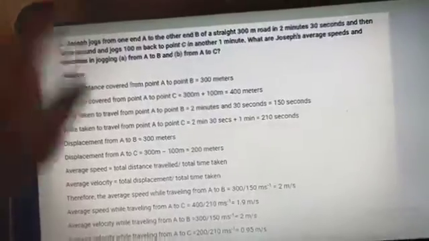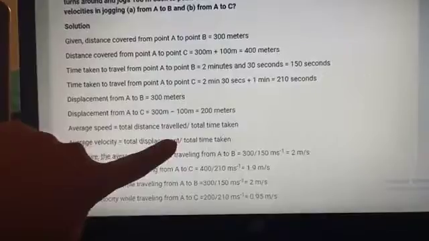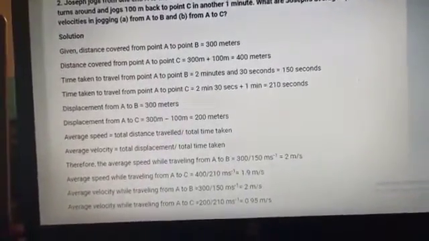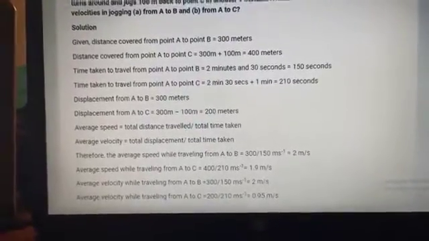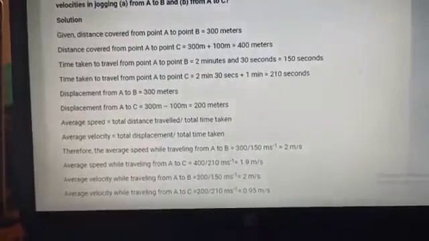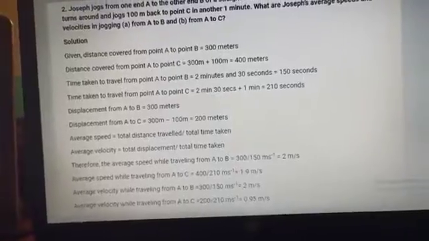So they are asking from A to B and from A to C. That's why we have done A to B. Now again A to C. Average speed from A to C. Speed is distance divided by time. So distance traveled from A to C is 400 divided by 210 seconds gives you 1.9 meters per second, and the average velocity to travel from A to B is 300 divided by 150, which is equal to 2 meters per second.